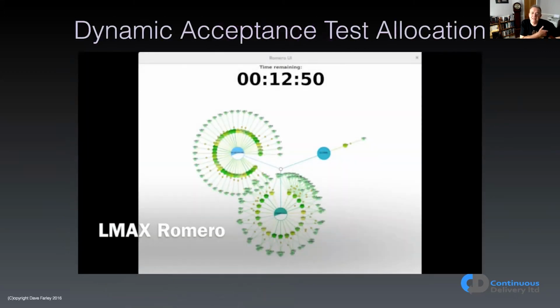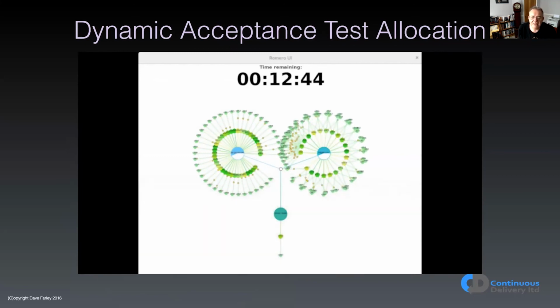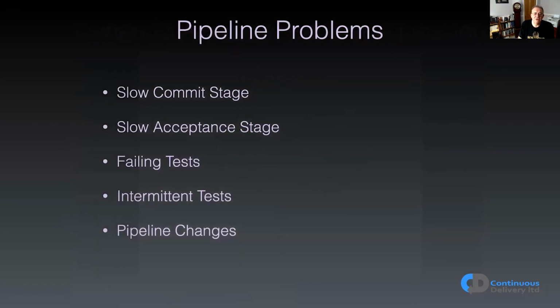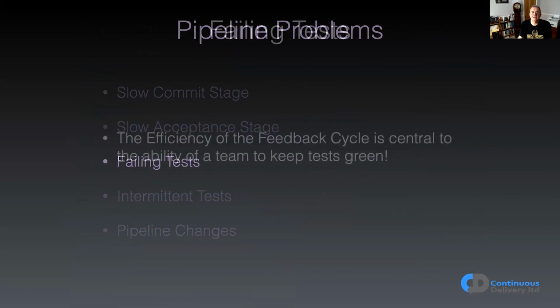Then you get to this kind of thing. This is a real picture of dynamic acceptance test allocation, where we're analyzing tests depending on whether they can run in parallel with each other or not, and allocating those to a test grid at runtime as the tests come free. And you get into those sorts of things when you start getting to optimizing these kinds of processes.